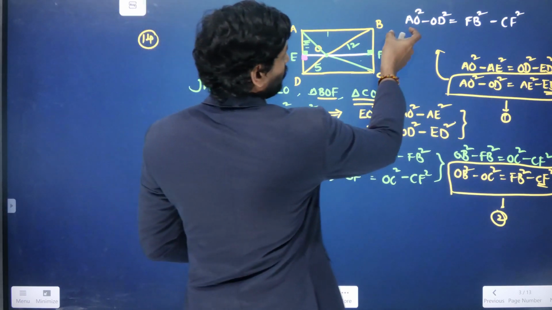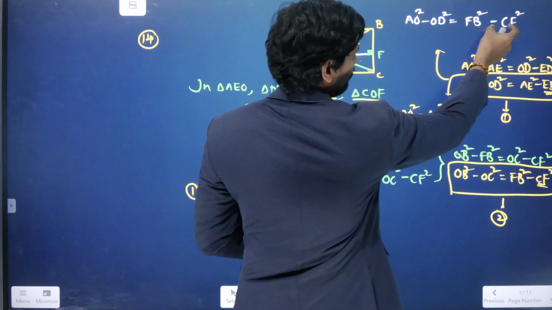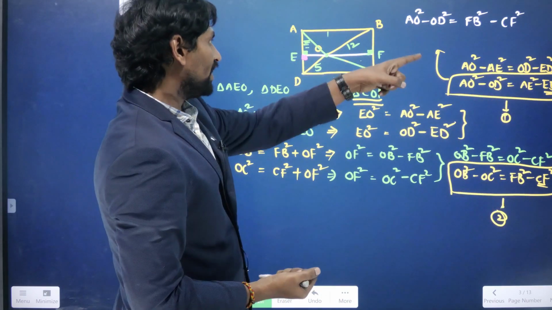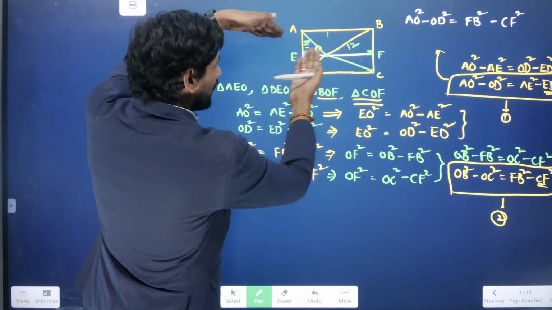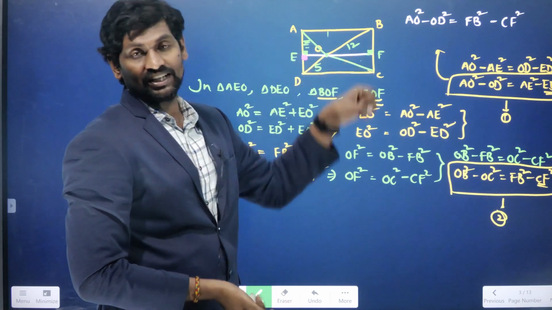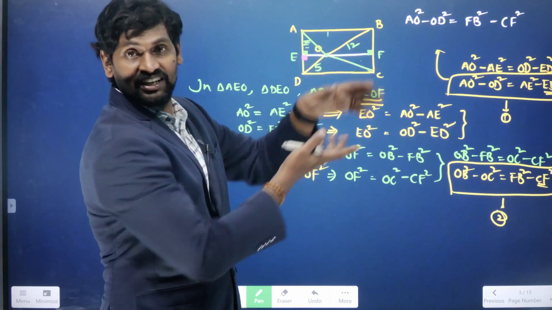Now check, AO square minus OD square is equal to FB square minus CF square. Here also FB square minus CF square. How are they equal? Because I have drawn a parallel line EF. The distance between parallel sides is equal. The distance between parallel lines is equal.